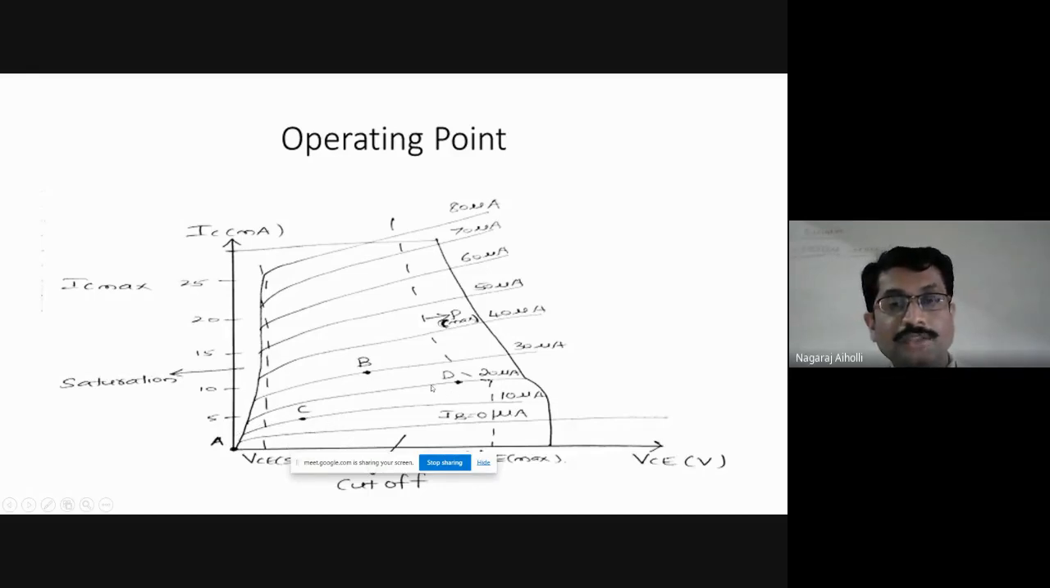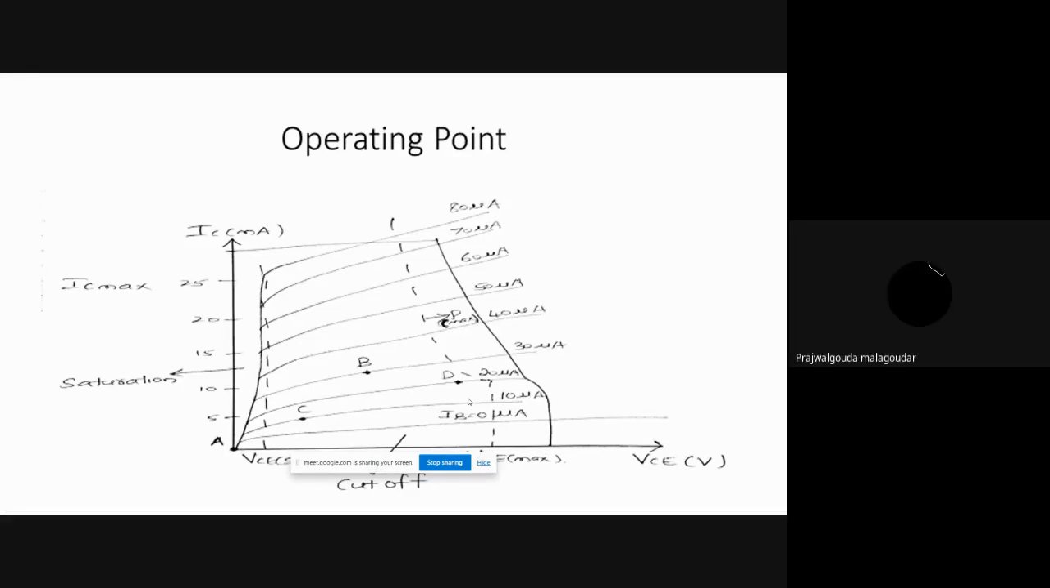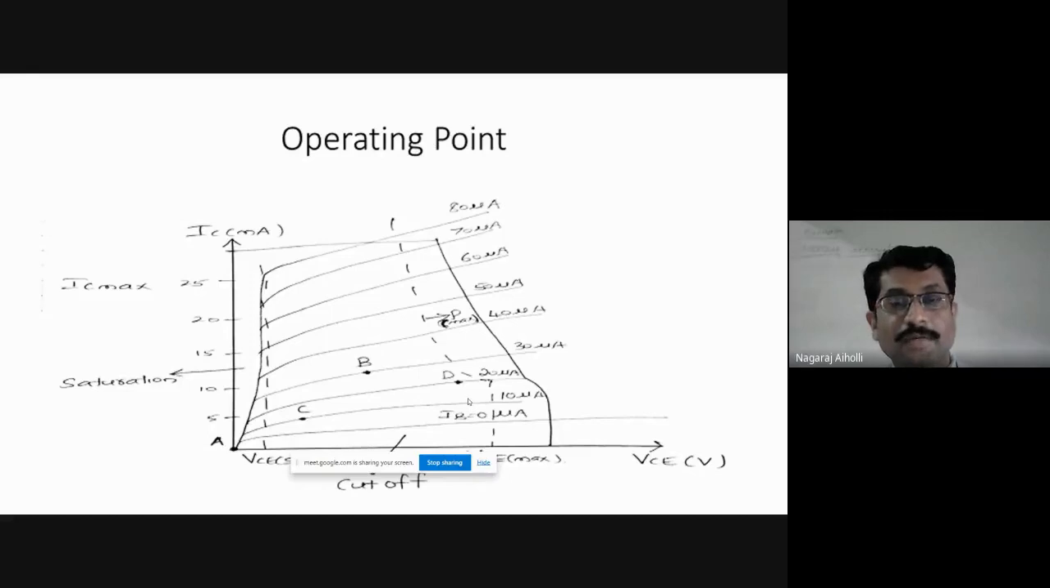So among these, which is the best operating point? Yes, students? Which is the best operating point? Point B. Point B is the best operating point. The reason is the gain is constant for the entire range of the applied input signal, and there is no distortion also, and hence this point B is called the best operating point.